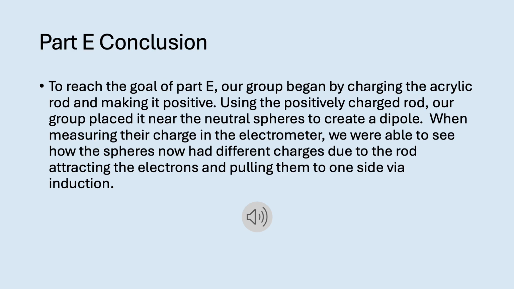Part E Conclusion. To reach the goal of Part E, our group began by charging the acrylic rod and making it positive. Using the positively charged rod, our group placed it near the neutral spheres to create a dipole. When measuring their charge in the electrometer, we were able to see how the spheres now had different charges due to the rod attracting the electrons and pulling them to one side via induction.